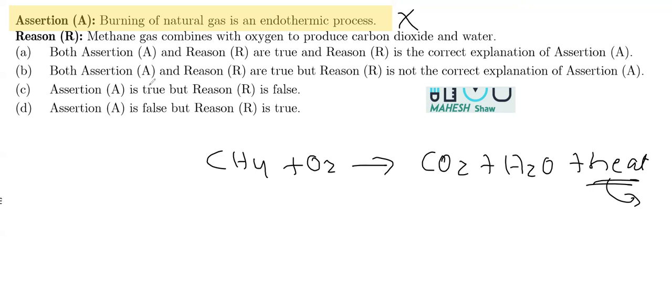And as for the options given here, when the assertion is incorrect, we say that the assertion is false. By default, there is no other option where the assertion is false, so we do not need to elaborate further. We can straight away say that D is the correct option.